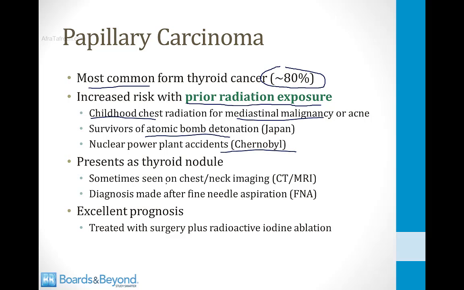This cancer often presents as a painless thyroid nodule. It's often picked up by a physician or sometimes the patient, and sometimes it's even picked up by chest or neck imaging. For example, if the patient has a CAT scan or an MRI of the chest, sometimes the neck can be visualized and a thyroid nodule will be noticed. The diagnosis is often made after a fine needle aspiration is performed and the characteristic histology is shown, which I'll show you in a minute. This cancer has an excellent prognosis. It's treated with surgery to remove the thyroid gland, plus radioactive iodine ablation to ablate any residual thyroid tissue.